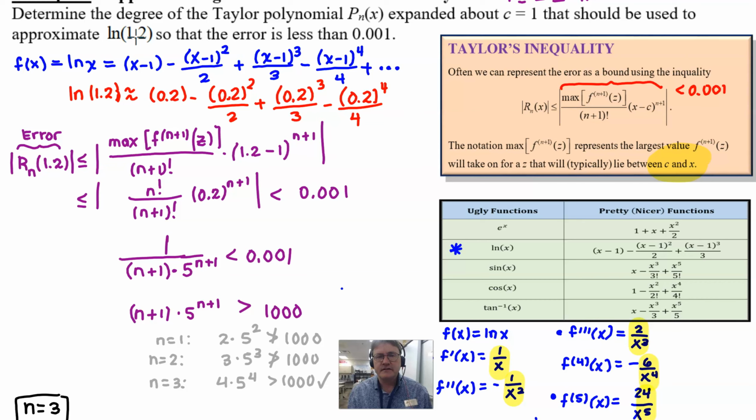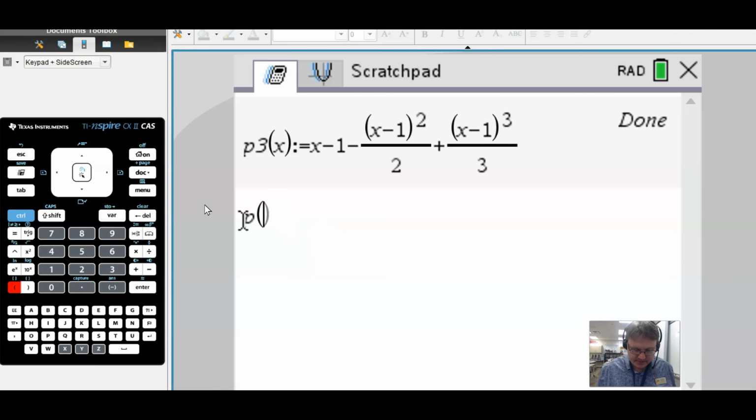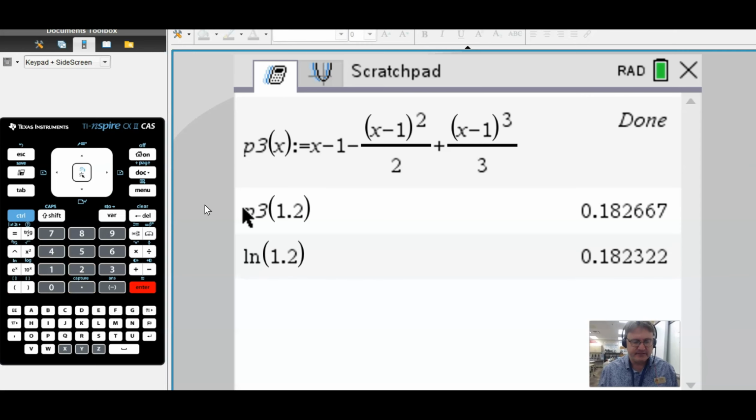Let's take a look and prove it via the calculator. So here we go. Now I've gone ahead and defined our third degree polynomial to save some time so that we can just simply evaluate that at 1.2. So let's make that happen. P3, I should say, there we go, of 1.2 gives us this answer. Well, okay, that's all fine and dandy. What about the actual value of the natural log of 1.2? Well, a calculator can spit that out in no time.